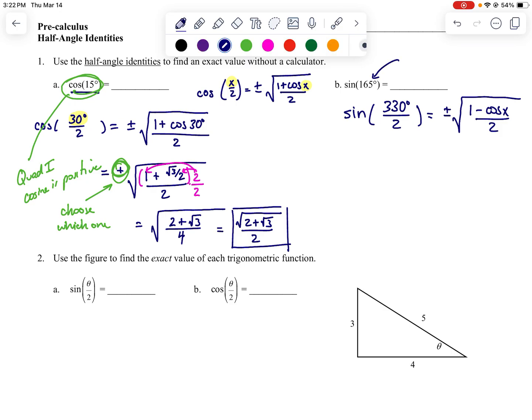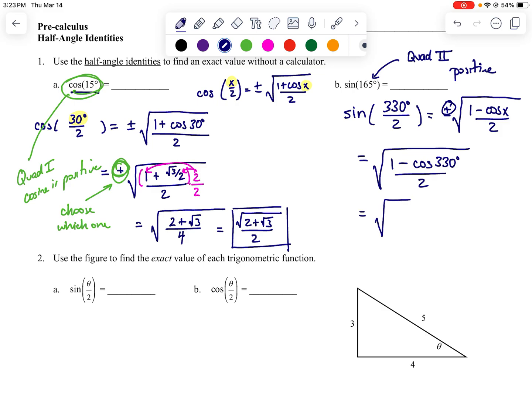So we look here at our angle. 165 degrees would be in quadrant 2, so sine is going to be positive there. So we know we're going to pick the positive one. And then I just plug in. I get the square root of 1 minus the cosine of 330, all over 2.